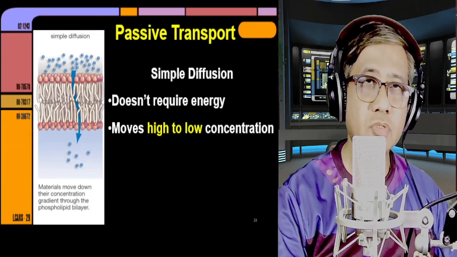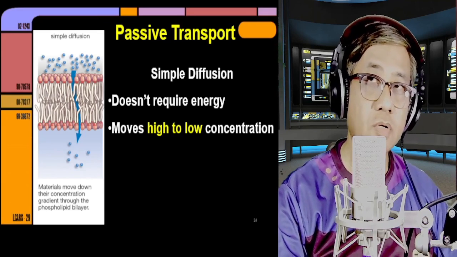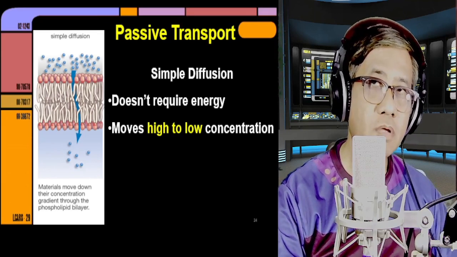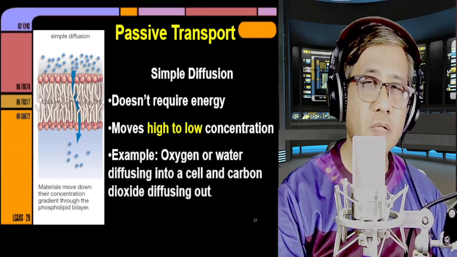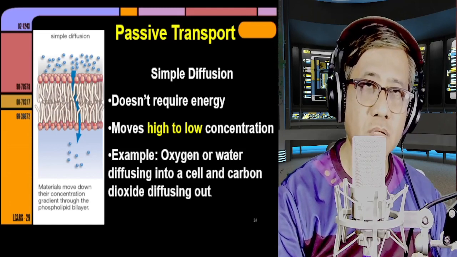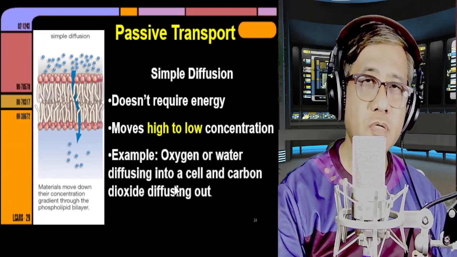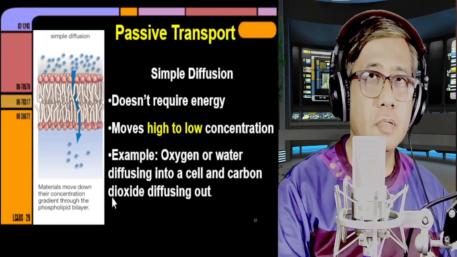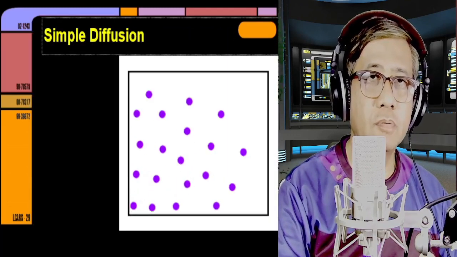In simple diffusion, there is no energy required, and molecules move through natural kinetic energy, meaning that molecules move from a region of high concentration to low concentration. So these molecules move down the concentration gradient. An example of this would be oxygen or water diffusing into a cell and carbon dioxide diffusing out. Now here is an example to illustrate simple diffusion of molecules.